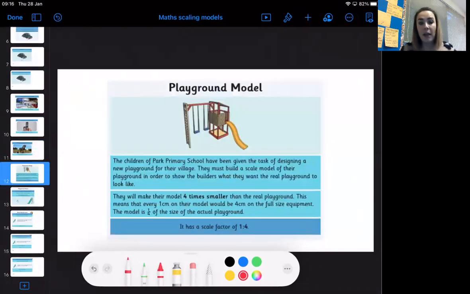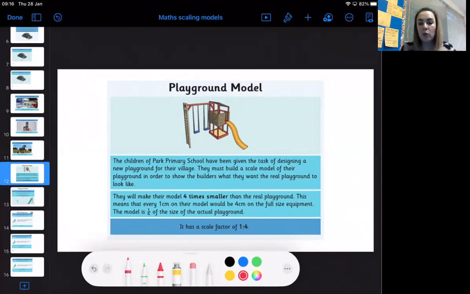Today, we're going to be thinking about a scaled model of a playground. Your activity today: the children of Park Primary School have been given the task of designing a new playground for their village. They must build a scale model of their playground in order to show the builders what they want the real playground to look like.